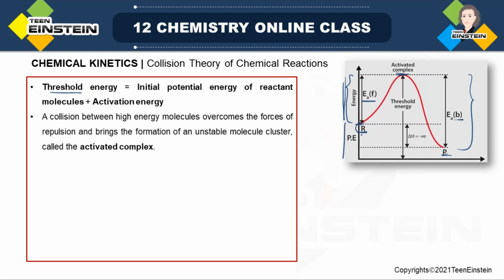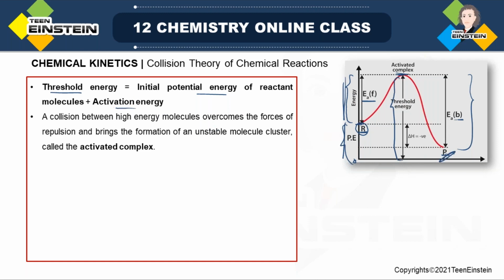That means reactant molecules, this is 0. So with respect to 0, reactant molecules already have this amount of energy, that is potential energy. So when this potential energy is added to activation energy, we get this total value, which is known as threshold energy. So threshold energy is equal to initial potential energy of reactant molecules plus activation energy.